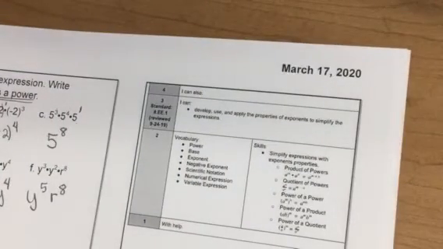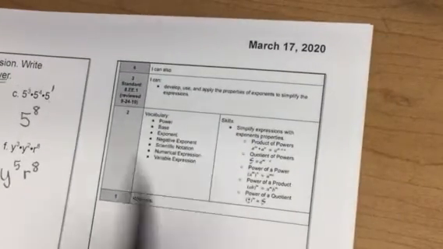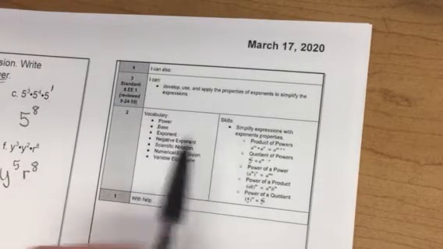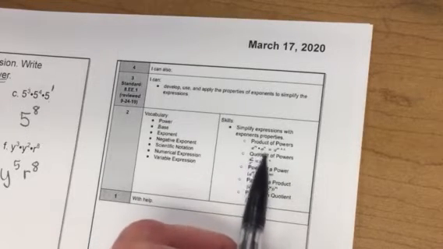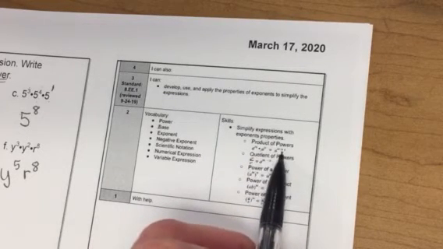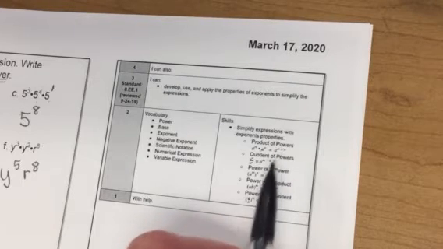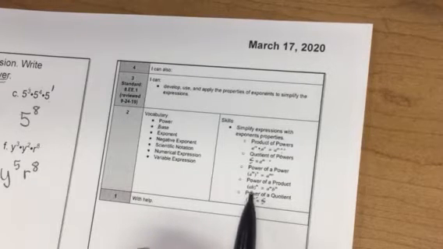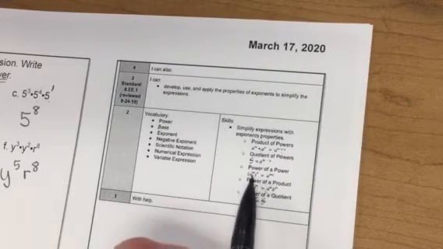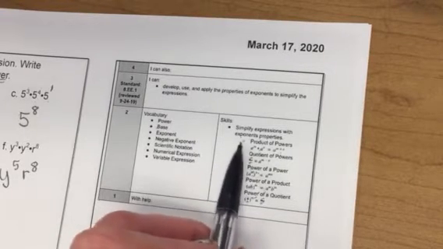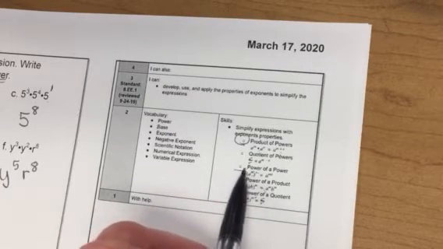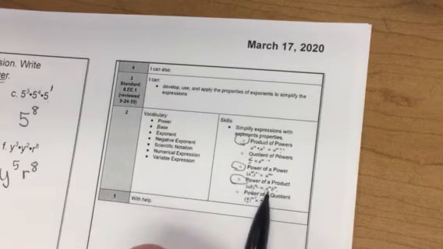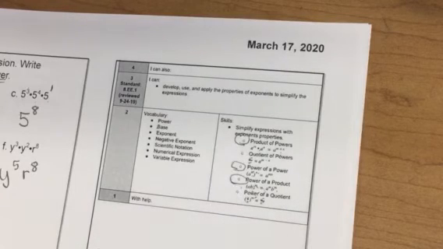Now, as we look at our standard here, we've talked about powers, bases, and exponents. Now here, we have a product of powers where we add the exponents. We have our power of a power where we multiply the exponents. And we have power of a product where everybody gets a power. We've done those 3 properties.